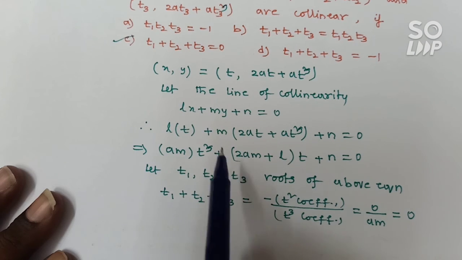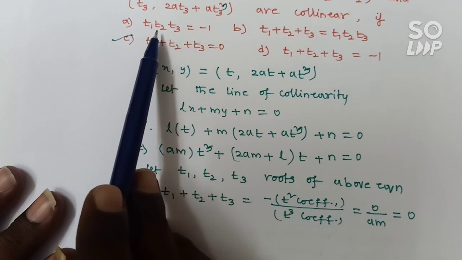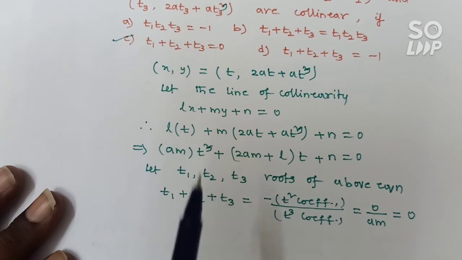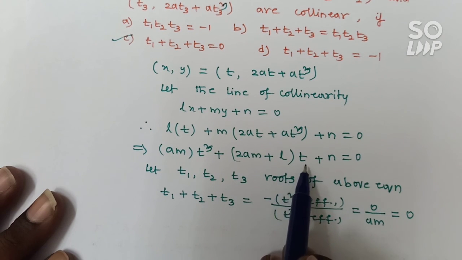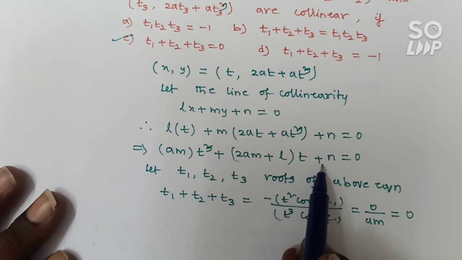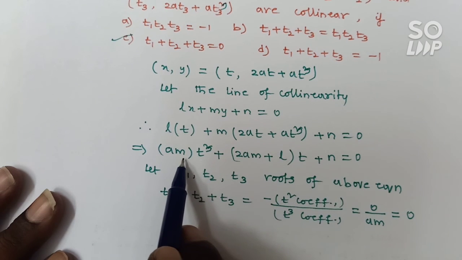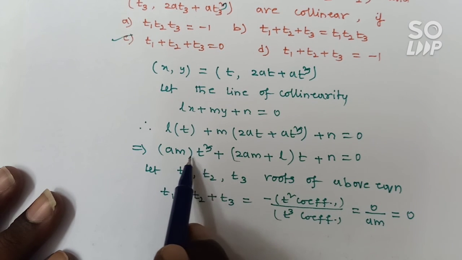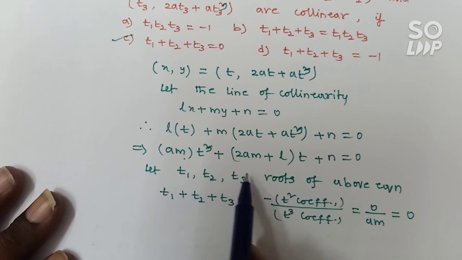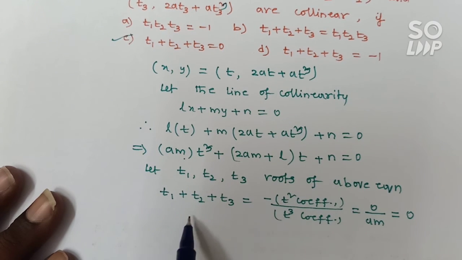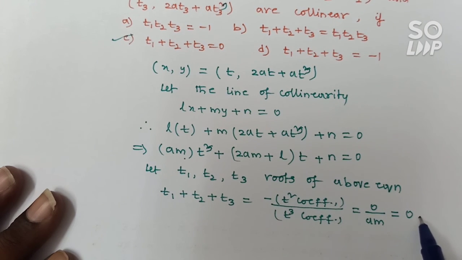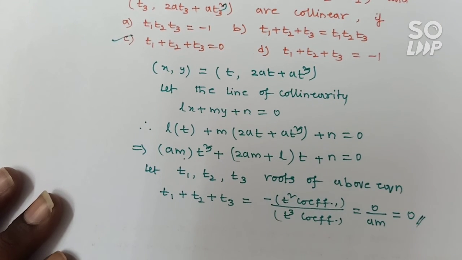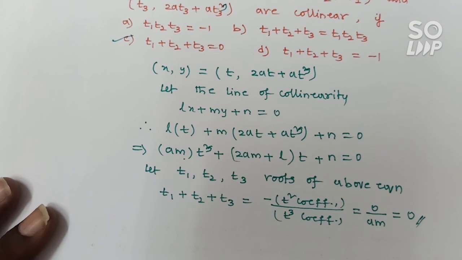So like that you can verify the product of the roots also, t1 into t2 into t3. t1 into t2 into t3 is equal to minus of the constant whole divided by the t cube coefficient. So according to that formula you can write the t1 into t2 into t3 value also. Okay, so your answer is that C is the correct answer. That is t1 plus t2 plus t3 is equal to 0.